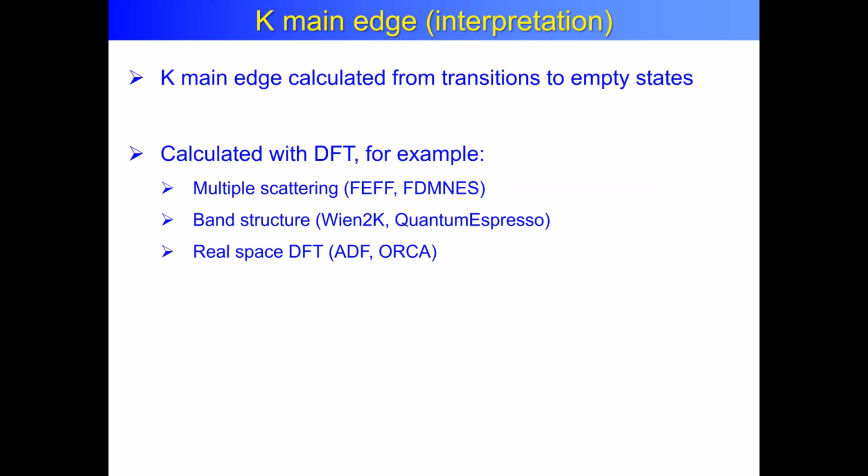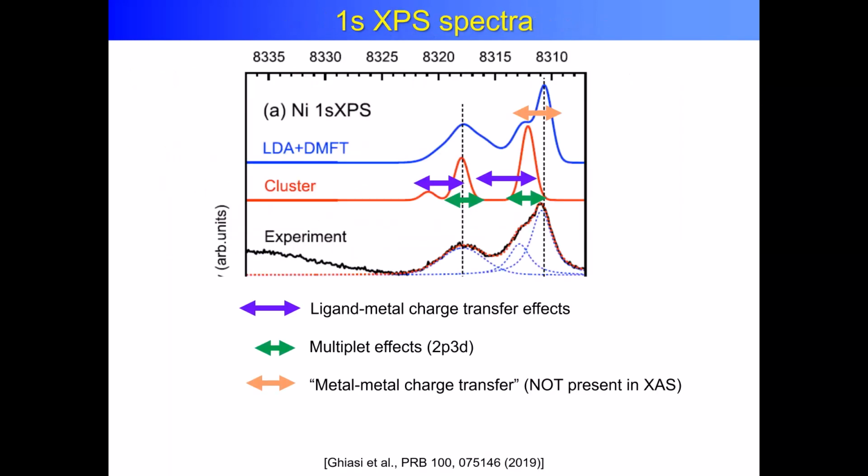For the method, multiple scattering, FEFF, FDMNES are probably the most used. Band structure codes like Wien2k and Quantum ESPRESSO, and real space density functional, especially if you work on molecules, Amsterdam Density Functional or ORCA. But they all give in principle the correct result if you do the correct calculation. At least that's the assumption. But there is a problem, and that's this.